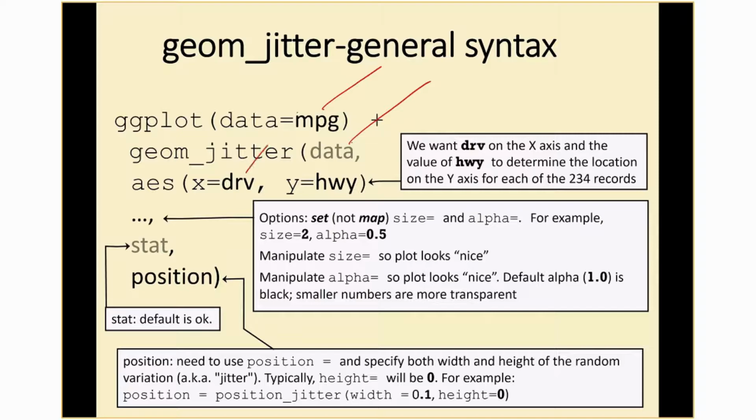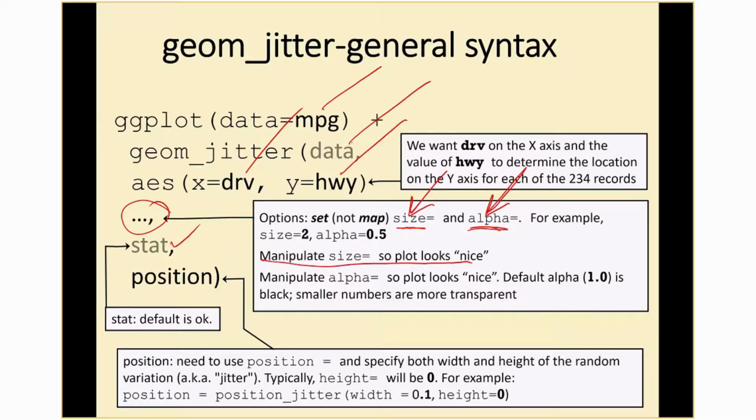Drive is going to go on the x-axis, and highway mileage is going on the y-axis. There's a number of options we want to consider. Two of those are size and alpha. Size determines the size of the marker. Alpha determines the transparency of the marker. Typically what you'll do is play around with those things until you get something that looks nice. In terms of the default stat, it's just fine.